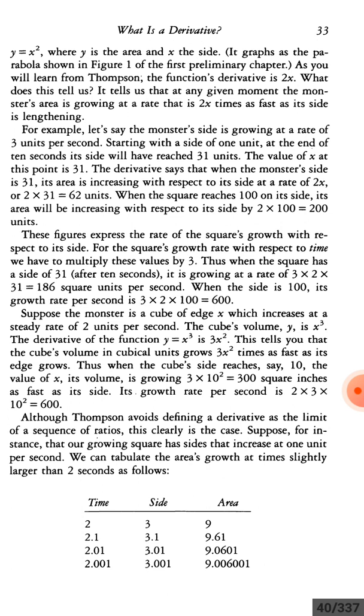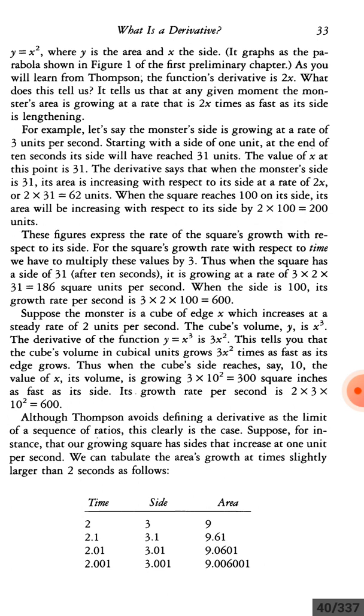This figure expresses the rate of the square's growth with respect to its side. For the square's growth rate with respect to time, we have to multiply this value by 3. Thus, when the square has a side of 31 after 10 seconds, it is growing at a rate of 3 multiplied by 2 multiplied by 31, equal to 186 square units per second. When the side is 100, its growth rate per second is 3 multiplied by 2 multiplied by 100, equal to 600.